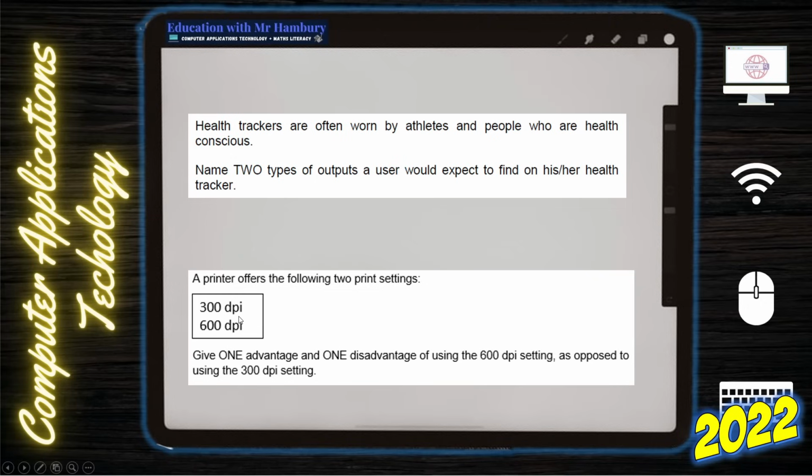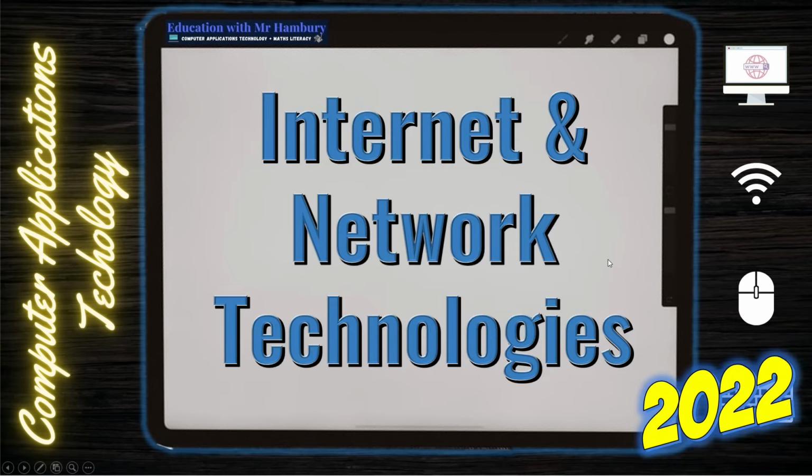Then when we see DPI, they tell us here a printer offers the following 2 printer settings. DPI stands for dots per inch and refers to the quality. So it's got 2 settings, and this is probably like your low quality print and then your high quality print. Give 1 advantage and 1 disadvantage of using DPI. Well, with the 600 DPI, I'm going to get a better print. Okay. It is going to be slower than the 300 because the minute I print in high quality, it is going to take a little longer. It's going to use more ink if it's an inkjet printer, etc. So those are things that you need to look at over there.